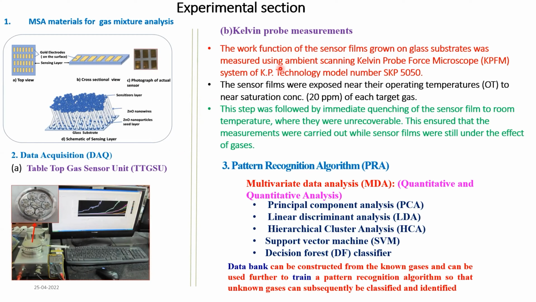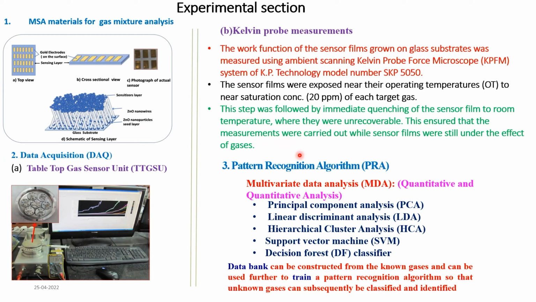The work function of the sensor film grown on the glass substrate was measured using ambient scanning Kelvin probe microscope. The sensor films were exposed near their operating temperature to near saturation, say 220 ppm of each target gas. This step was followed by immediate quenching of the sensor film to room temperature, where they were unrecoverable. This ensured that the measurements were carried out while the sensor films were still under the effect of gases.